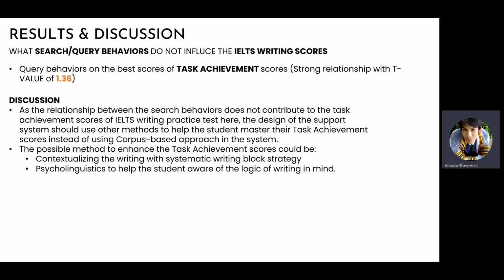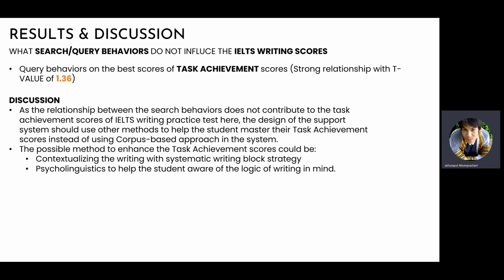Okay. And what about the task achievement? Because the low T score won't help anything, it doesn't confirm that there is a strong relationship. So we're going to find another method to enhance that task achievement score as well, since the corpus-based support will not be that efficient. So let's contextualize the writing with a systematic writing block strategy, like a template-based writing strategy for them, like the building blocks of paragraph writing and structure. Or use psycholinguistics to help them become aware of the logic in their mind.